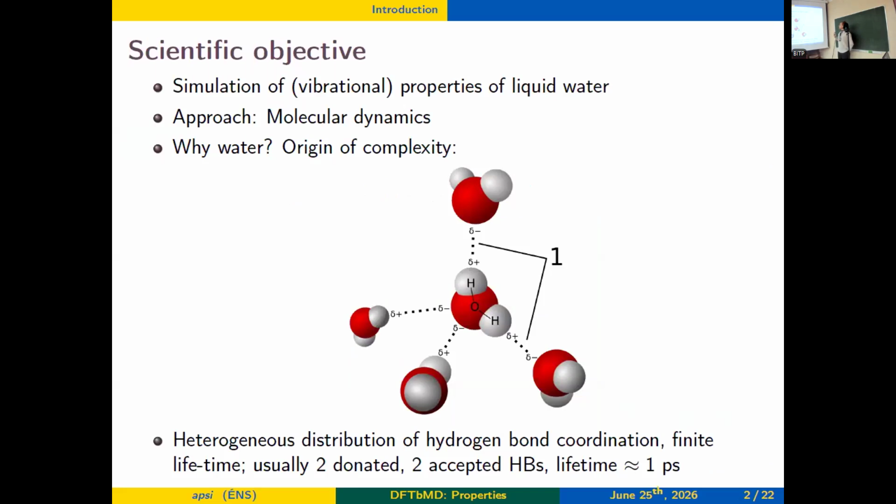So this is about the wide spectroscopy. It's not about liquid water only, but the approach is molecular dynamics. I will review some of the aspects, like I said, we did just before, about molecular dynamics and about density functional theory, because these are the workhorses that we are using. And then the question is, why water?